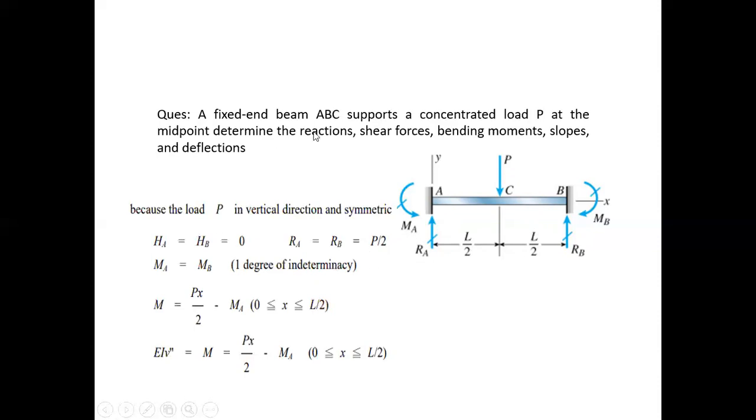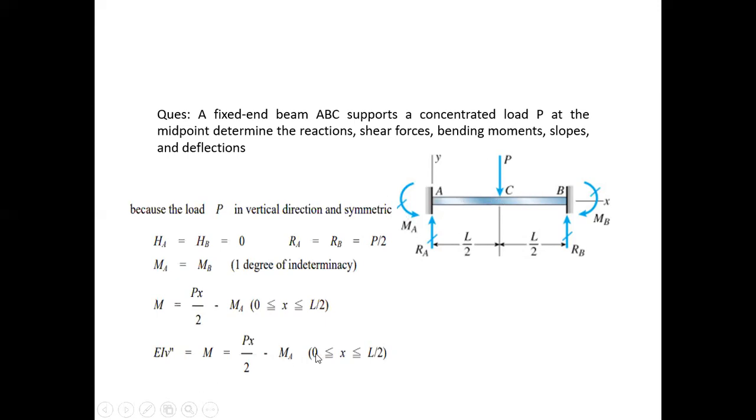Now we need to calculate the moment about any section, say X, whose distance is X from end A. So the moment on this section will be Px by 2 minus Ma. This is P multiplied by X by 2 minus Ma, where Ma is the moment, and this will be valid in the region 0 to L by 2.